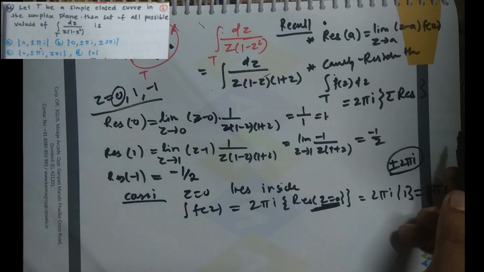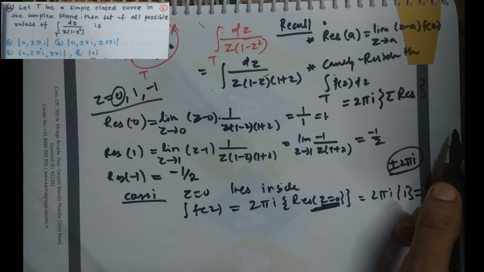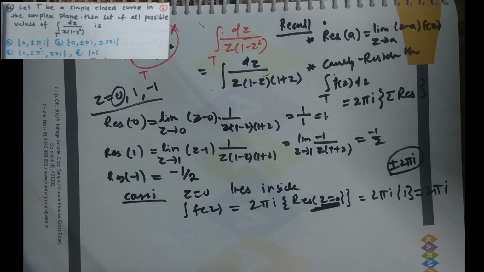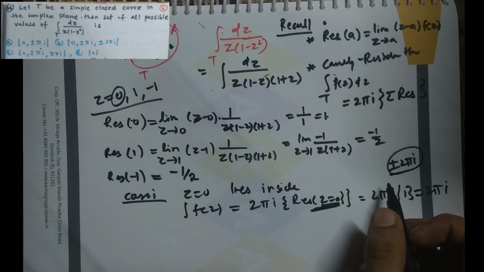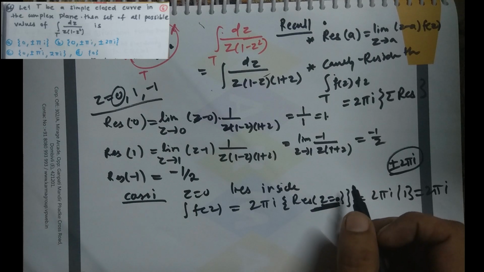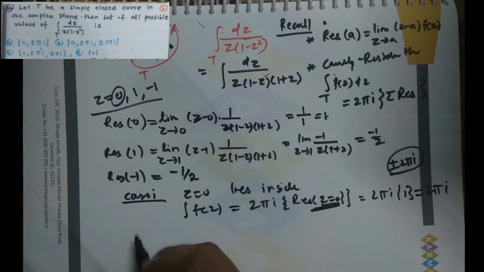Okay, and if you look at the options, B and C both have 2 pi i and minus 2 pi i. From this itself we can see B is true, because in option C there is no minus 2 pi i. Okay, let's do one more case.